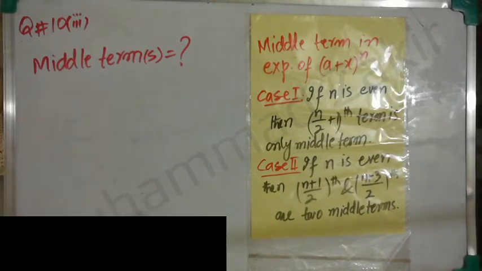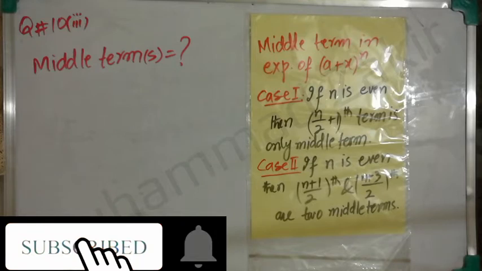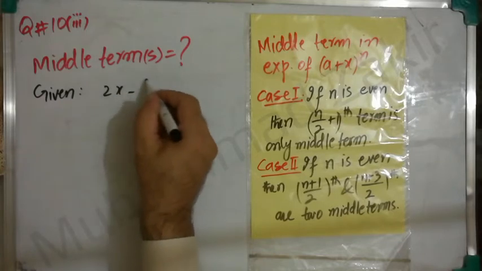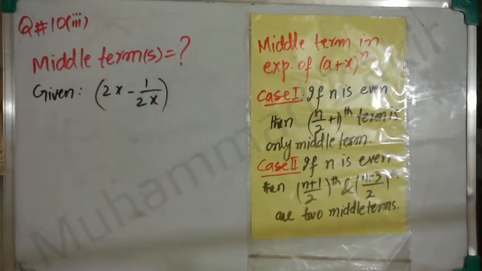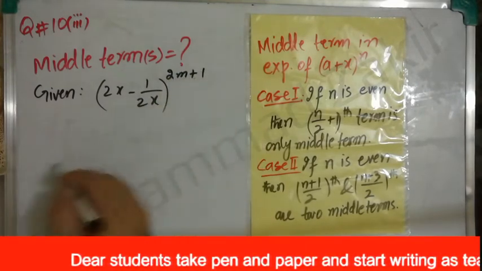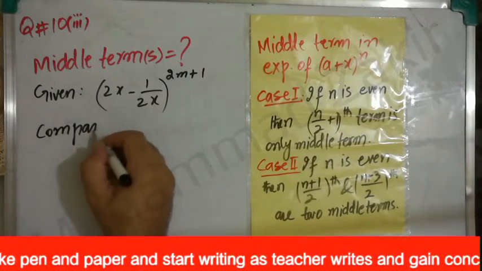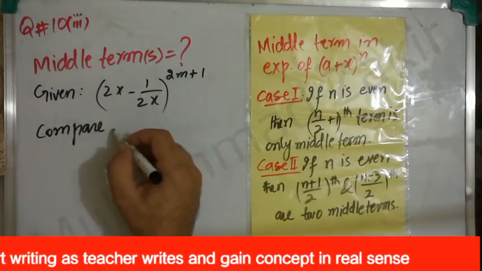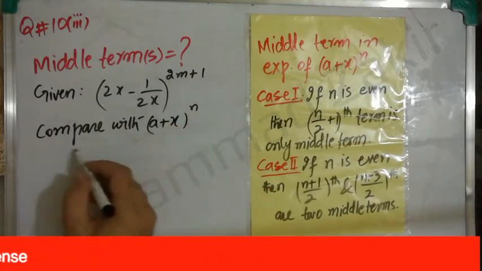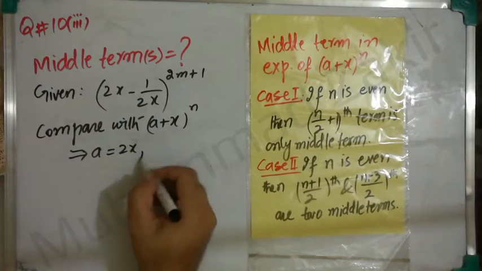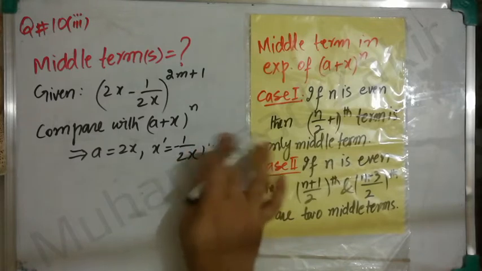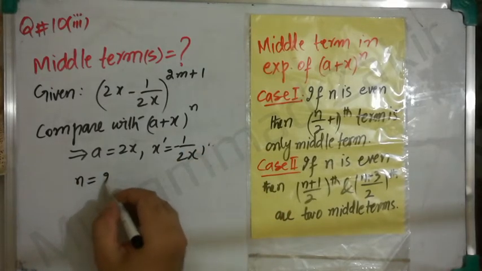What is given? (2x minus 1 by 2x), third part, power 2m plus 1. Compare with (a + x) raised to power n, which gives us a is 2x, x is minus 1 by 2x, n is equal to 2m plus 1.